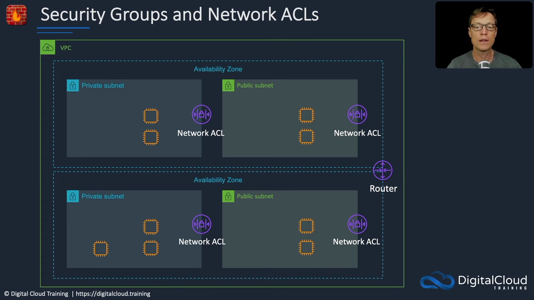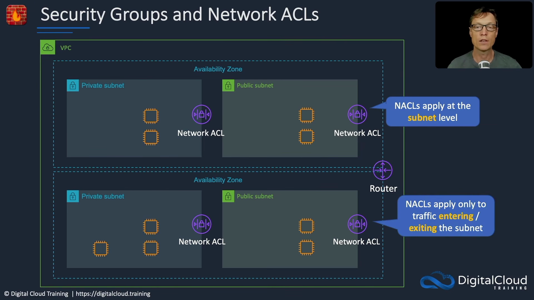Firstly, we can apply something called a network access control list, a network ACL. Now these get applied at the subnet level. So you can see that they're sitting here at the edge of the subnet. All traffic that goes into and out of a subnet will go through a network ACL. So you're essentially filtering traffic as it enters or exits the subnet, so ingress and egress traffic.